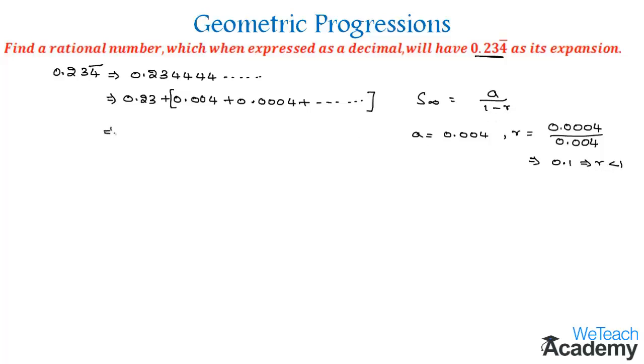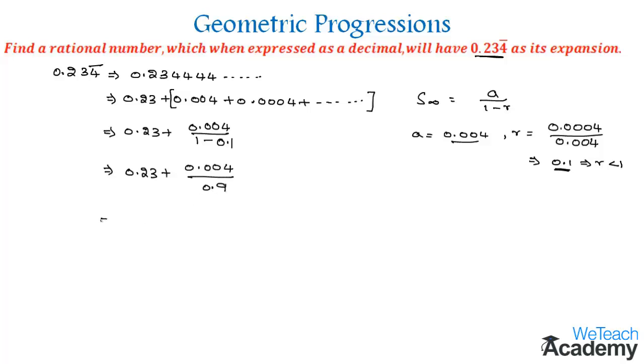Now this we can write as 0.23 plus a value, which is nothing but 0.004 divided by 1 minus r, which is given as 0.1. So this would come as 0.23 plus 0.004 divided by 1 minus 0.1, which would come as 0.9.